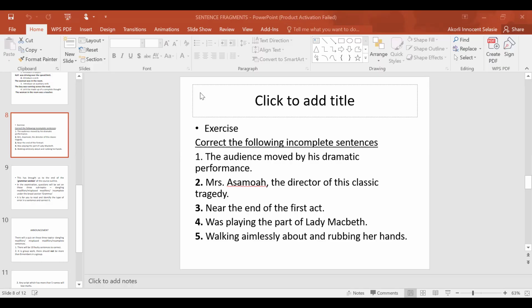Number 1. The audience was moved by his dramatic performance. Okay. Number 2. Mrs. Asamoah is the director of this classic tragedy. Number 3. The play ended near the end of the first act.